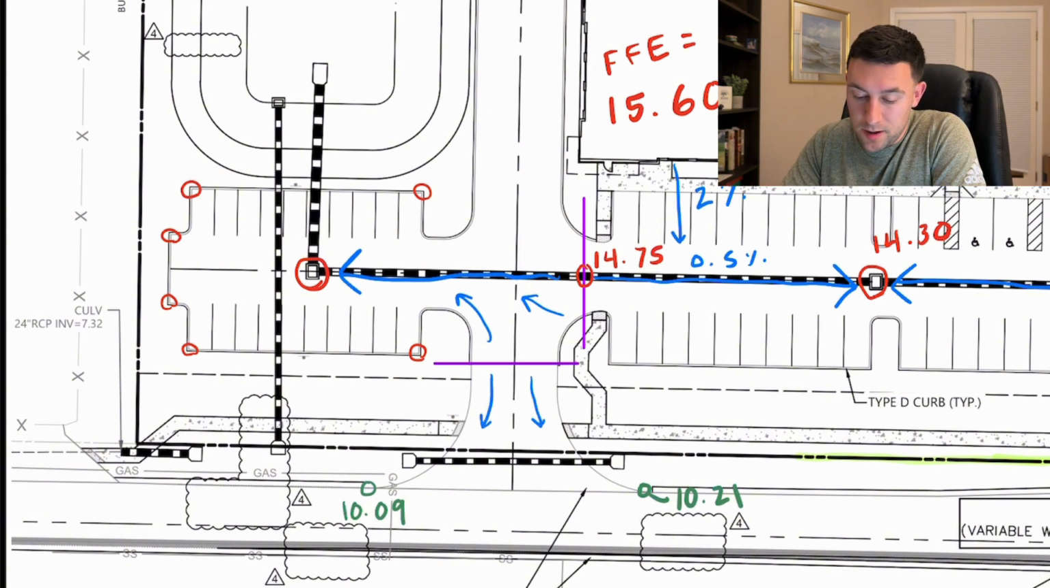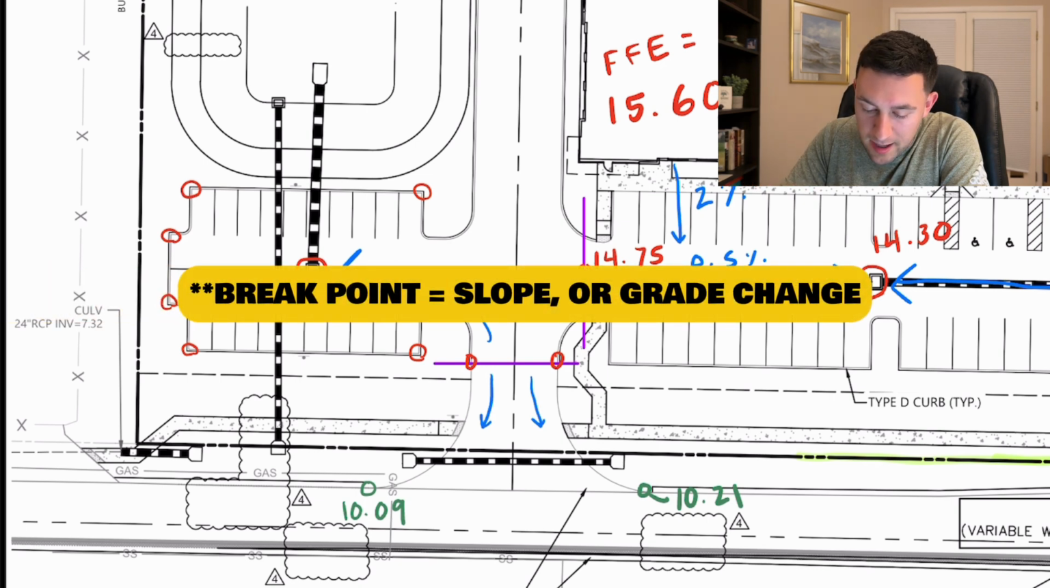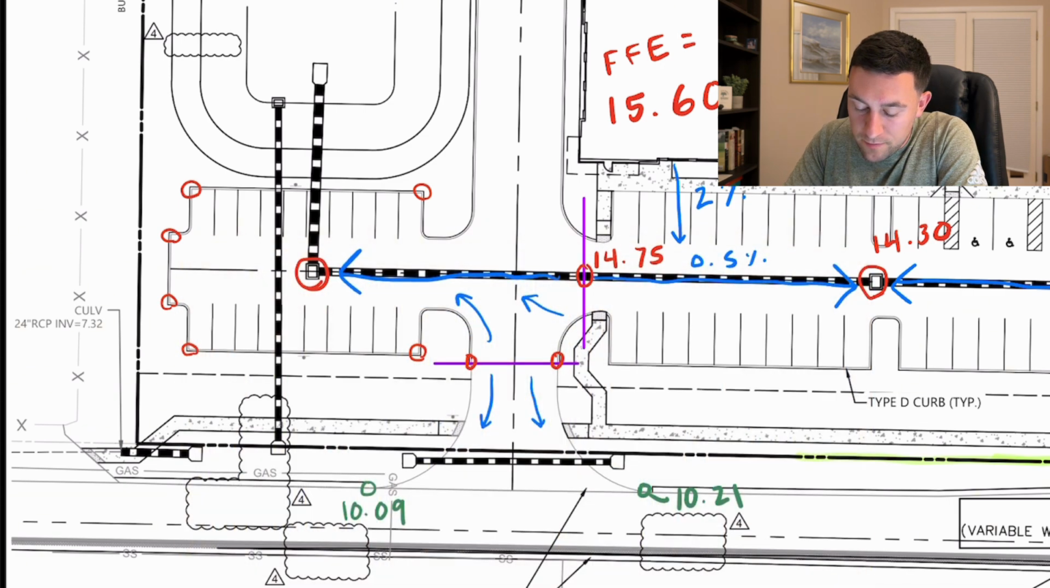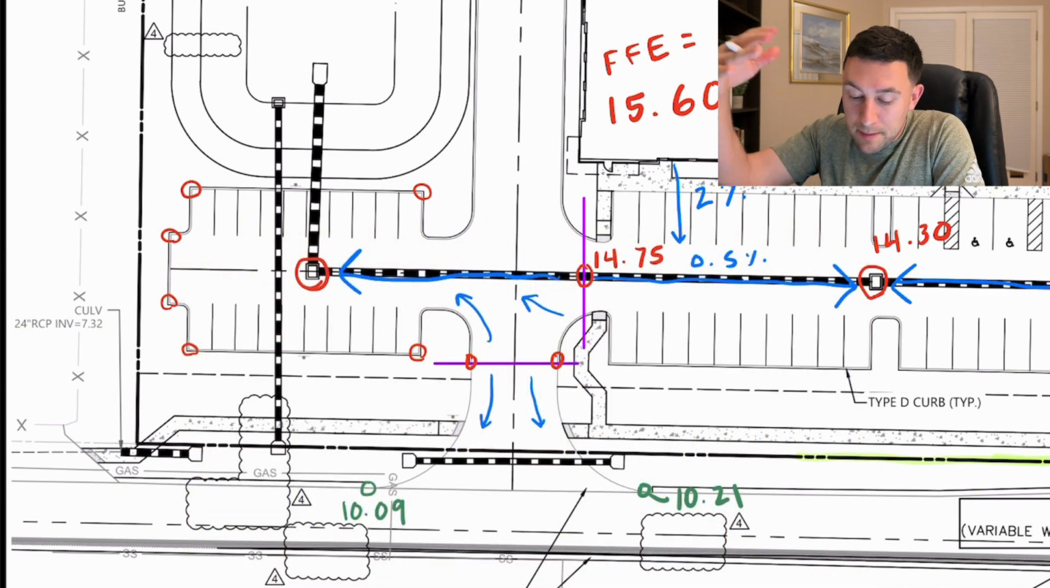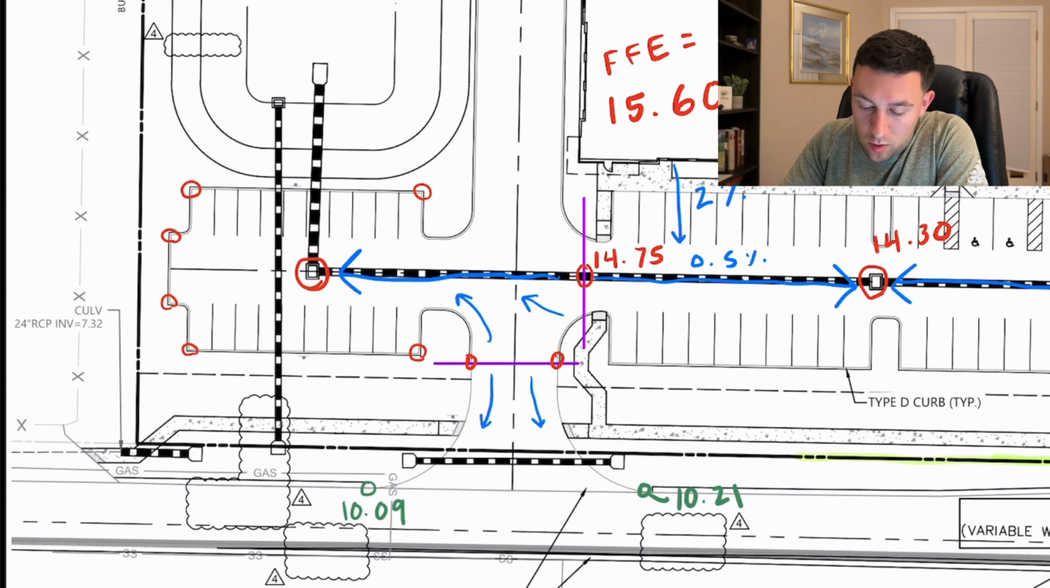Some counties are different. You might have to consult with them. In this case, we were allowed up to this point right here. So we've established our break point right there. And when I say break point, I just want to be clear, that is also known as the high point. So the one that I've highlighted there at the 14.75, that is also a high point or a break point. So all that means is that water's coming out of that guy and flowing away.